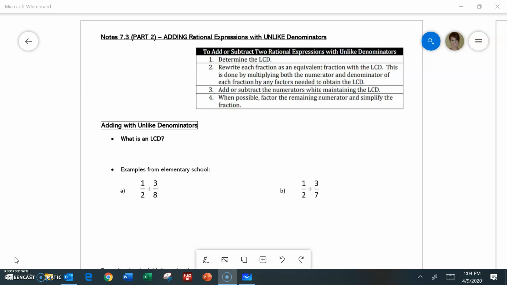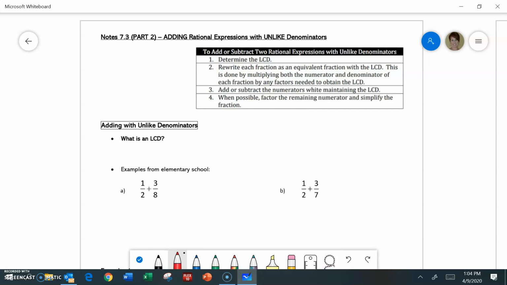So let's start with, if you can see on the screen, it says adding with unlike denominators. And I have a couple from elementary school. And I tend to do that in class. You all know I do that with you. Just to give you a quick introduction of what this looks like back without variables.